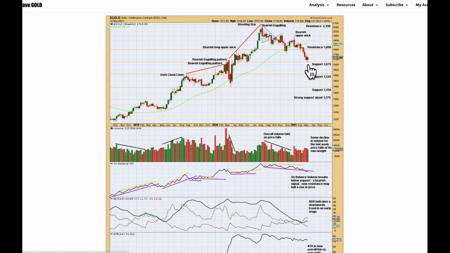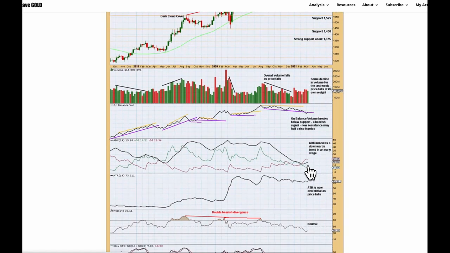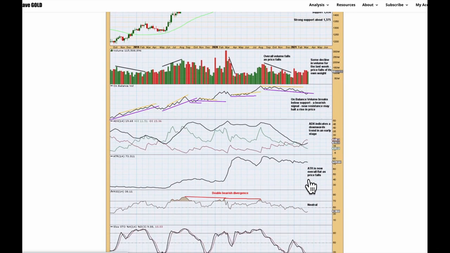Downward movement this week, it closes green and it lacks support from volume. The last signal given by on-balance volume was a break below support and may be coming up to test resistance. This may assist to halt a rise in price. ADX is indicating a downward trend in an early stage at the weekly chart level. This is a very strong bearish signal from ADX supporting the first Elliott wave count. ATR is overall flat as price falls. I have no concerns for that in terms of the first Elliott wave count.